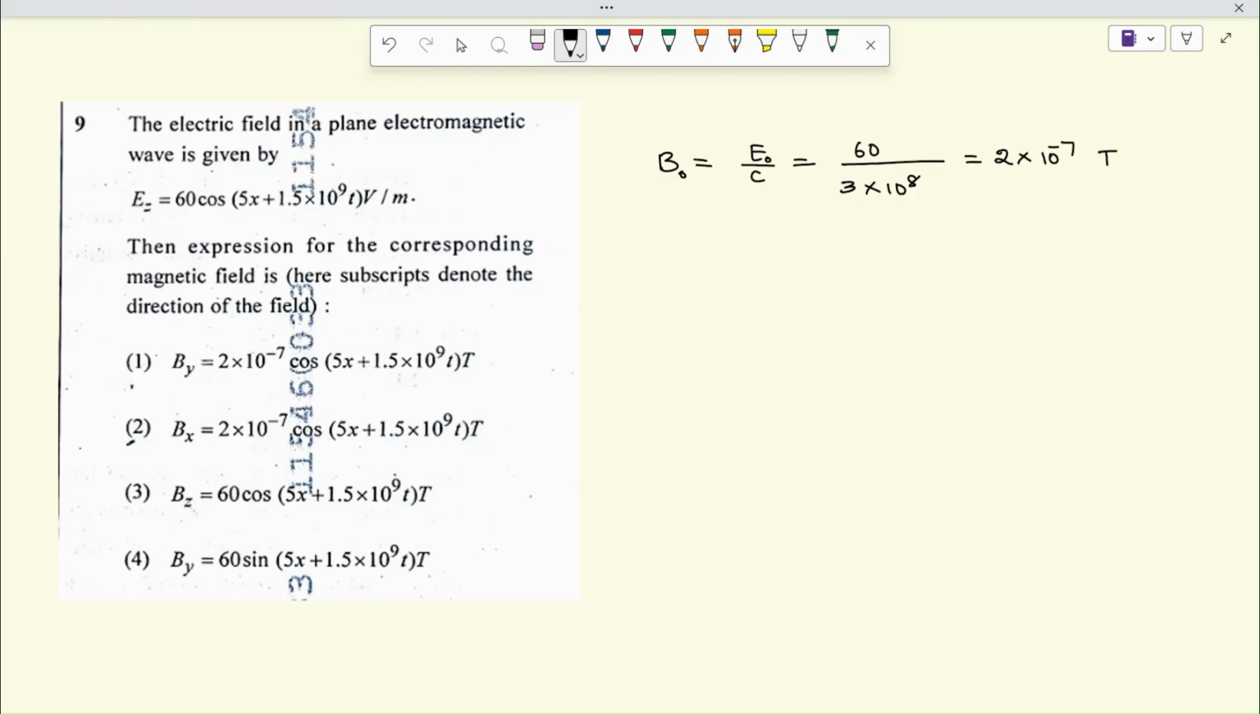But we have two such options. Now we have to think about the direction. It is given that E is along the Z direction. And where is propagation happening? You can see within the equation kx plus omega t, so propagation is happening along the x direction. So propagation C is in x direction, E is in z direction. You know all three should be perpendicular, so B should be along y direction. So the equation will be the first one. Option 1 is the answer.